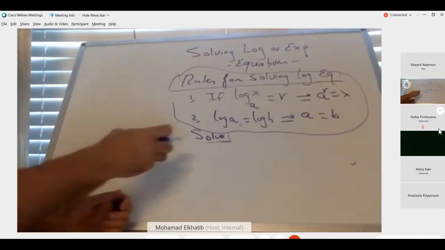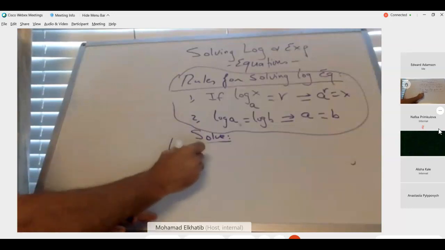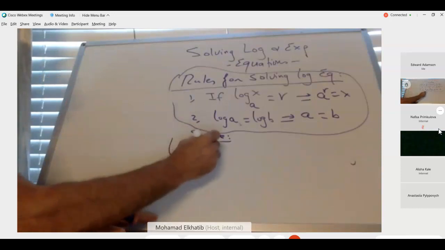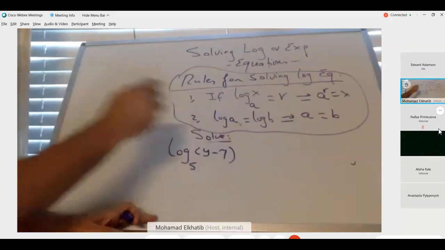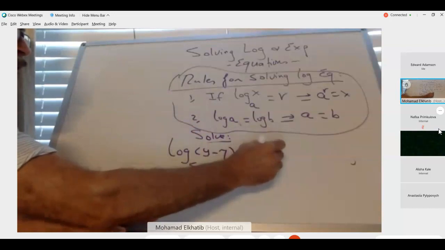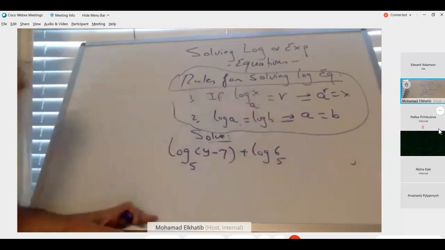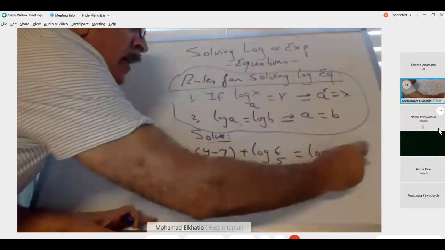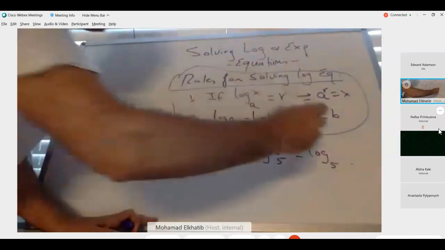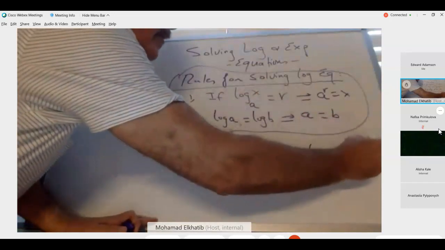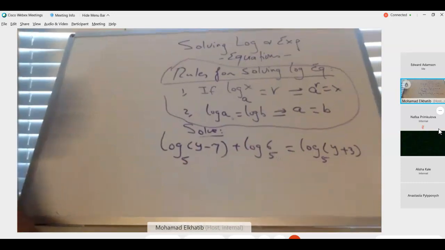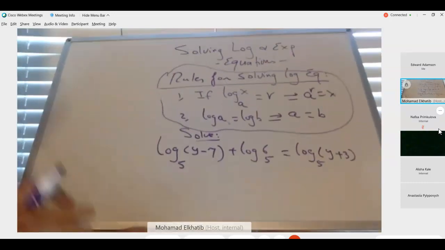Okay, so let's say I have log base 5 of y minus 7 plus log 6 base 5 equals log base 5 of y plus 3. Okay. Don't copy it, class. I'll give you a chance to copy it after I finish.